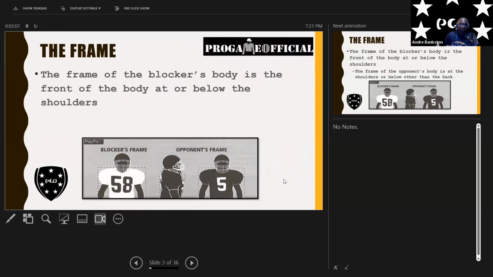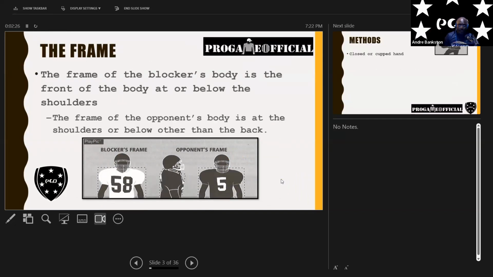The frame of the blocker's body is the upper front body at and below the shoulders. If you look at the player in the white, that's the frame of the blocker's body. Very important, and we'll talk about that in a minute.